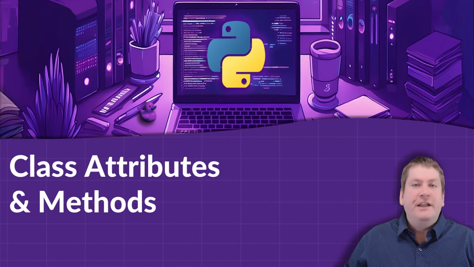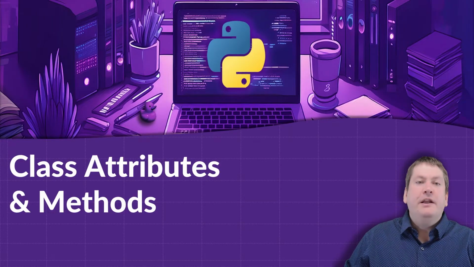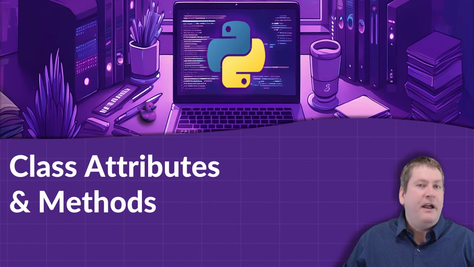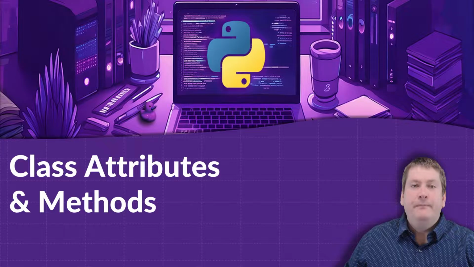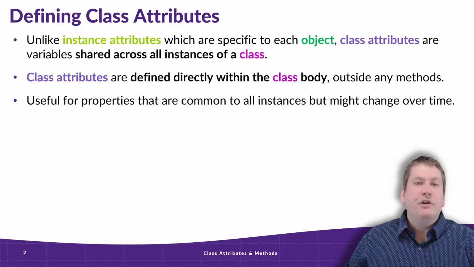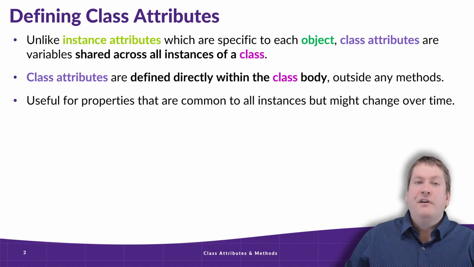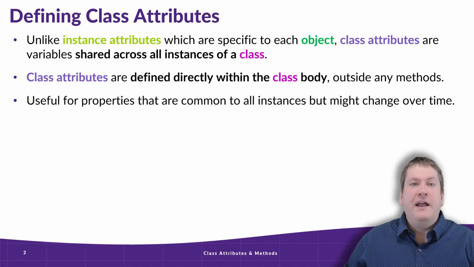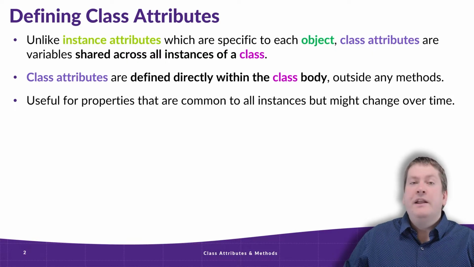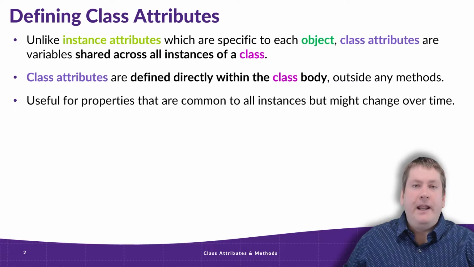In this video, we're going to continue our exploration of object-oriented programming. In particular, we're going to be taking a look at class attributes and methods. In a previous video, we took a look at instance attributes, which were specific to each object or instance of a class. For example, if we had a dog class that had a name instance attribute, each instance of that class would have a different name. Each dog would have a different name.